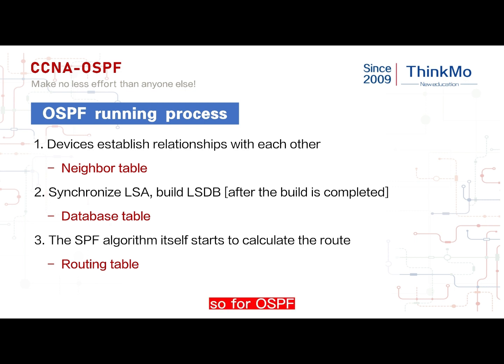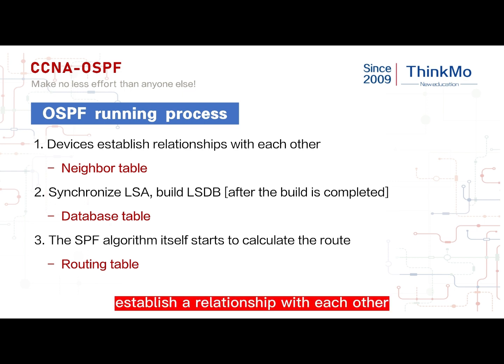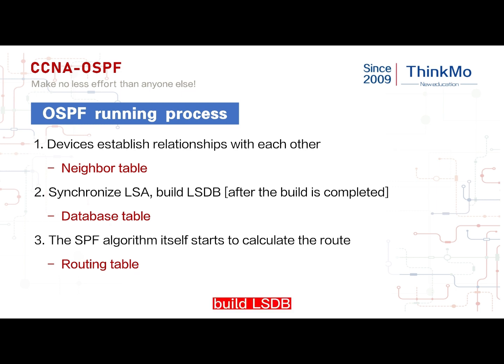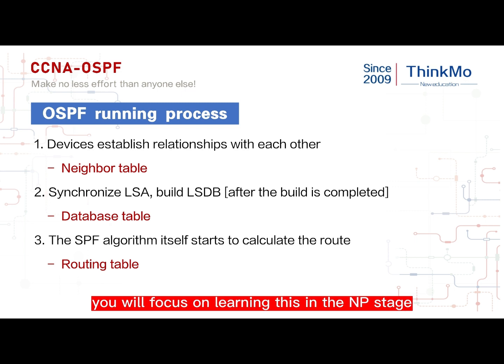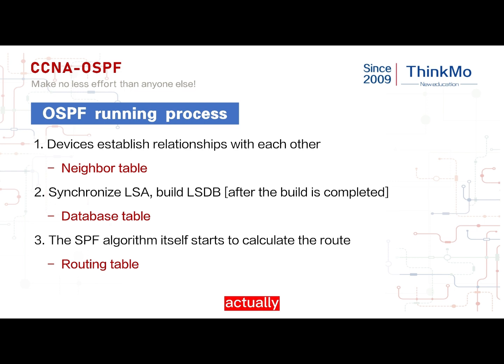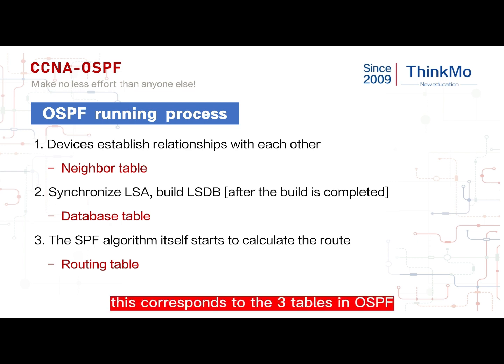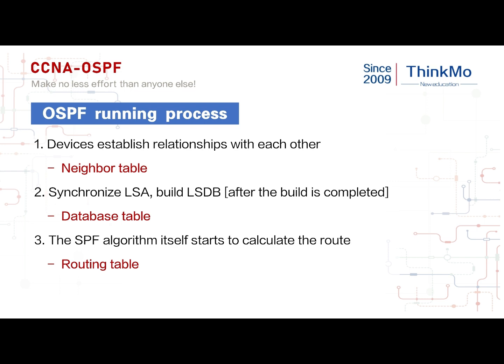So for OSPF, its process is relatively complicated. Devices need to establish a relationship with each other. Second, synchronize LSA and build the LSDB. The third step will be performed after the construction is completed. This is its process. You will focus on learning this in the NP stage. We will learn today how to build relationships. Actually, this corresponds to the 3 tables in OSPF: the neighbor table, database table, and routing table, corresponding to the 3 steps.